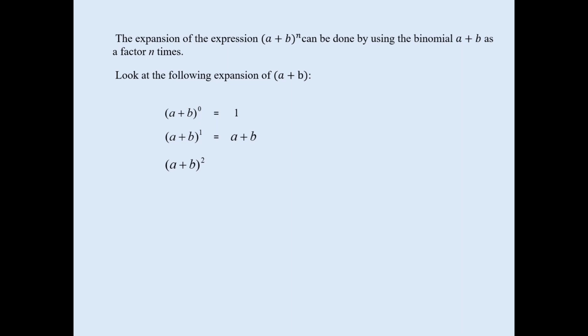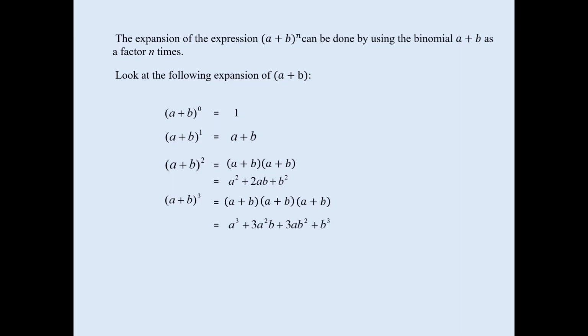If you have a plus b squared, you have to multiply a plus b twice, so that is a plus b times a plus b. That will give you a squared plus 2ab plus b squared. If you have a plus b raised to the power of 3, that is to multiply a plus b 3 times. That's a plus b times a plus b times a plus b. Multiplying these 3 binomials, this will give you a cubed plus 3a squared b plus 3ab squared plus b cubed.